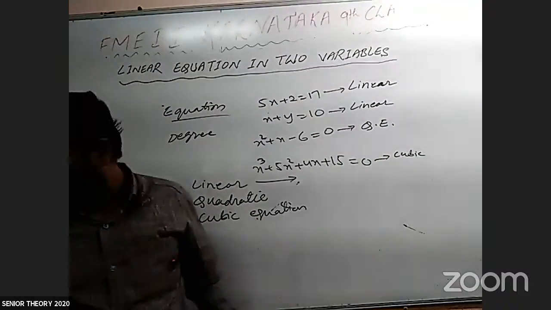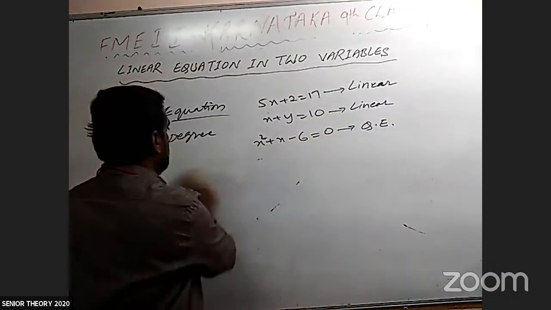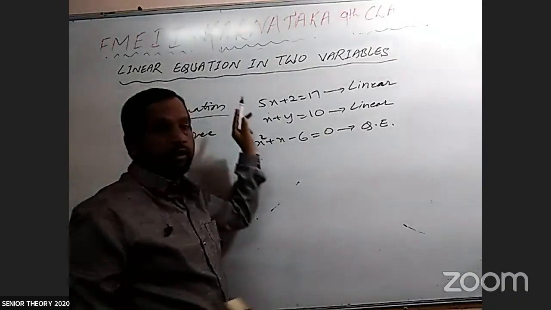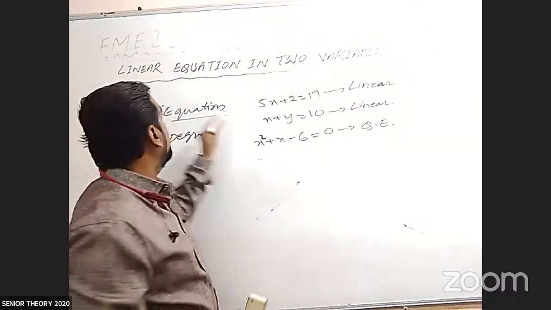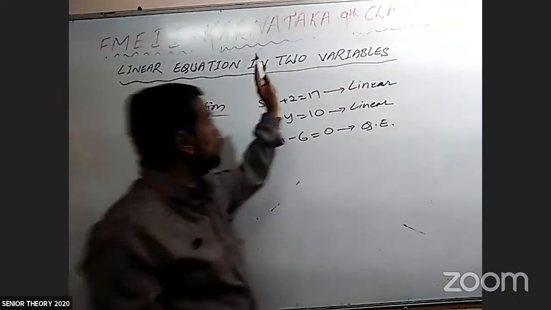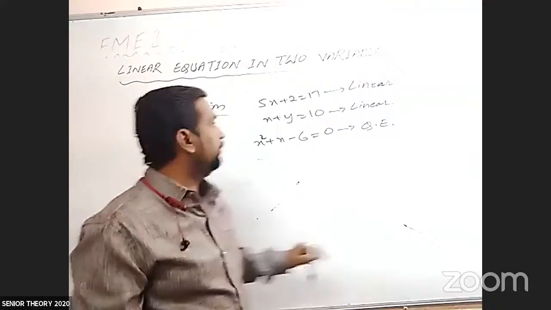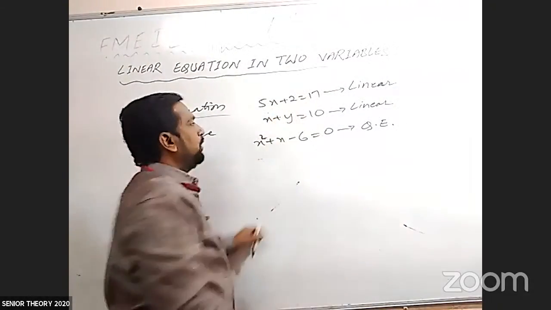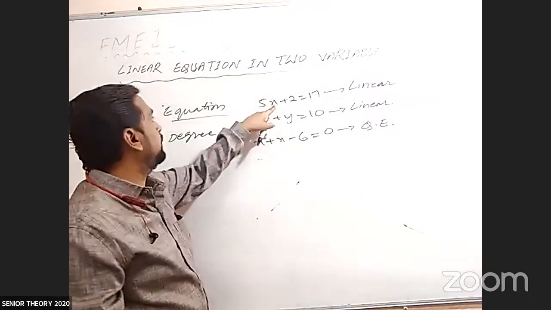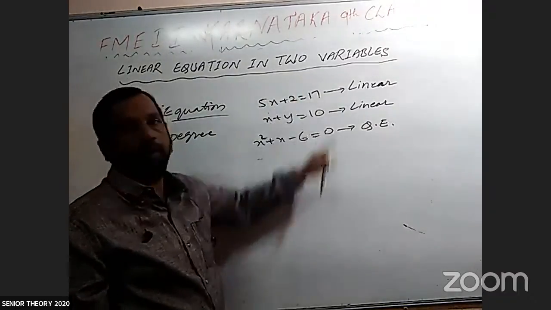Now, our chapter is linear equations. A linear equation means an equation consisting of a first degree variable. Such equations are called linear equations. Now, linear equation in two variables. If an equation consists of only one variable, for example 5x plus 2 equal to 17, here there is only one variable, x. So we say that this is a linear equation in one variable.